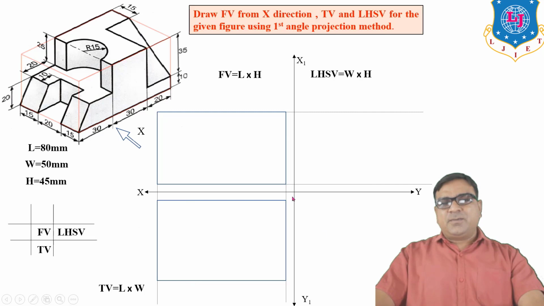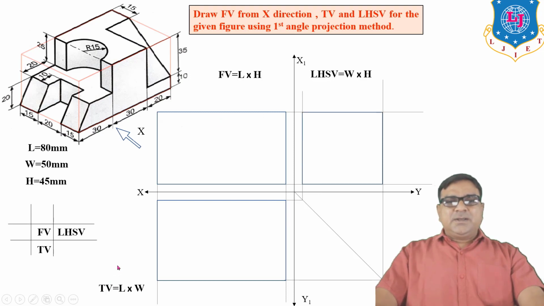And for side view, by taking a 45-degree inclined line, take horizontal line from top view up to 45 degree, then vertical and horizontal from front view. So this is the border line of front, top view and left hand side view. Now start your drawing by observing.